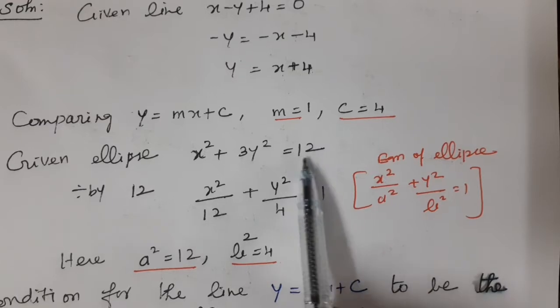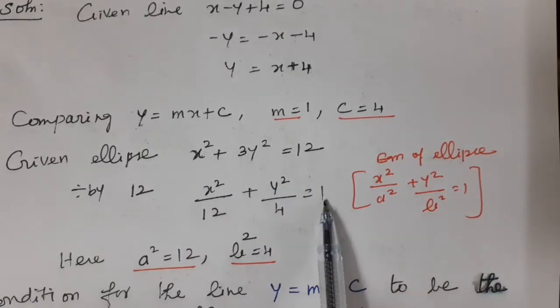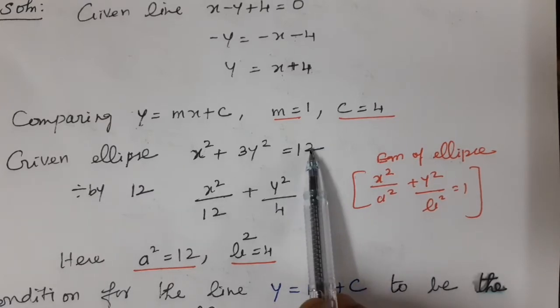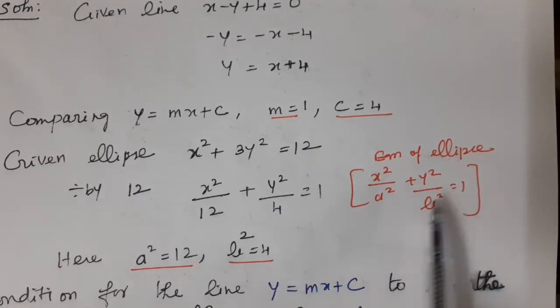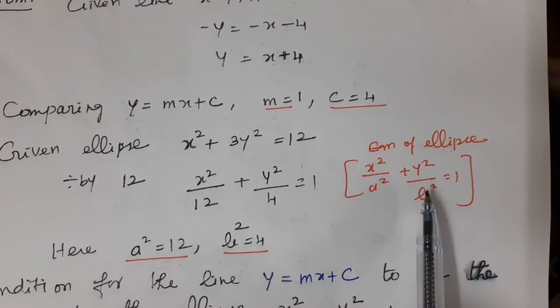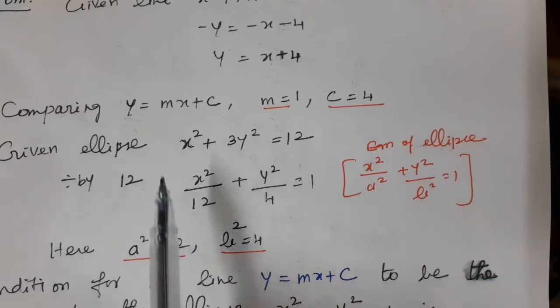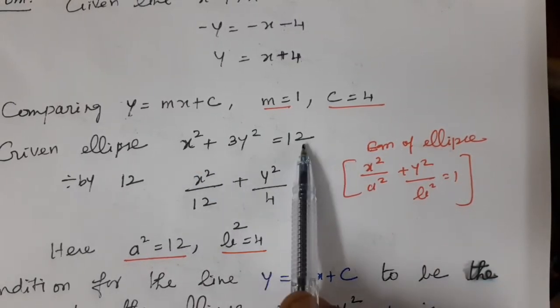Whatever the constant is, the whole equation is divided by that constant. Suppose it were 25, then 25 by 25 becomes 1. Here we have 12, so 12 is divided by 12 on both sides. On the right hand side we need 1, because the equation of the ellipse has the form x square by a square plus y square by b square equal to 1. But the given ellipse is x square plus 3y square equal to 12.